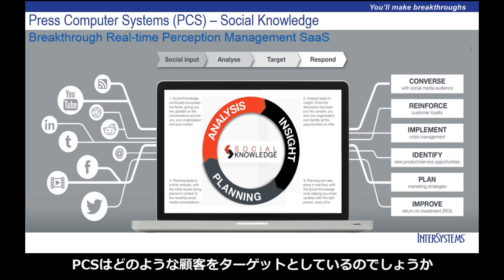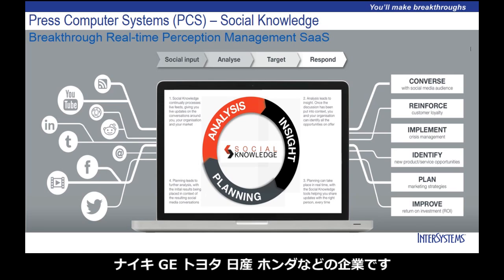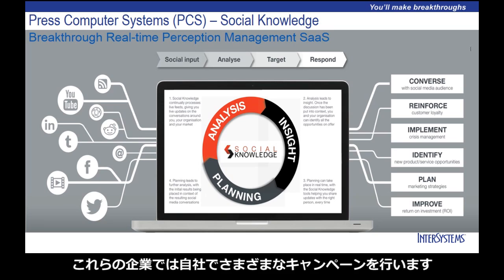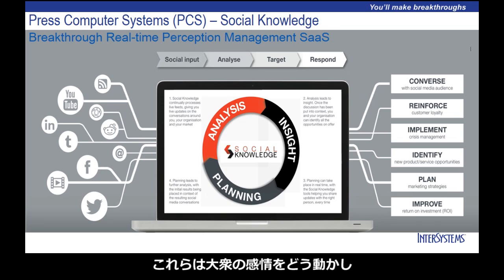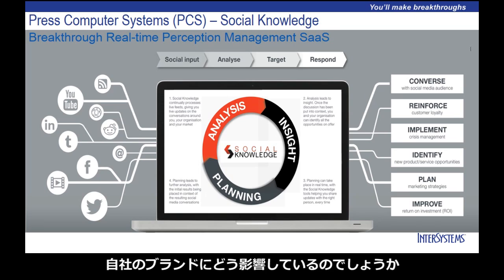Who are their targets? Who's the target for Press Computer Systems for this application? Their targets are companies like Nike, companies like General Electric, Toyota, Nissan, Honda. All of these companies who may want to understand how a particular campaign that they have, or how some news about some executive at their company who maybe got hurt, how is that news affecting the sentiment of the public? How is it impacting their brand? Those are the sort of clients that they have.